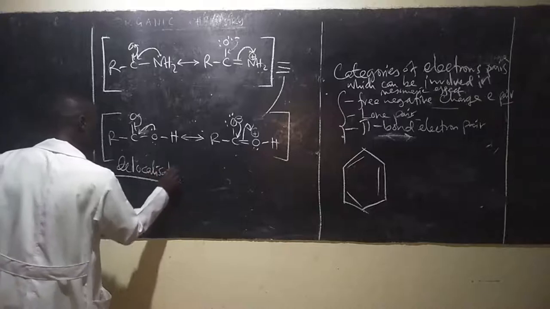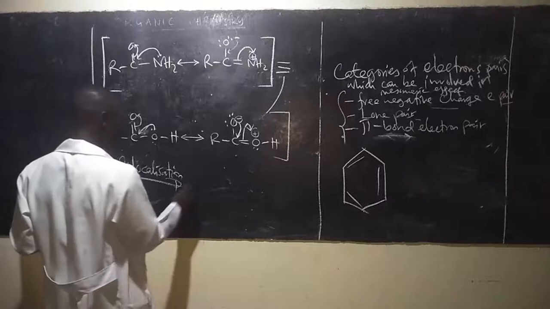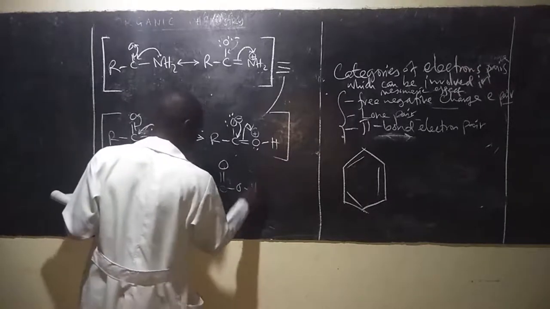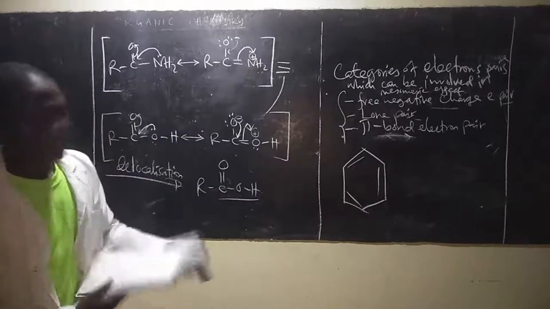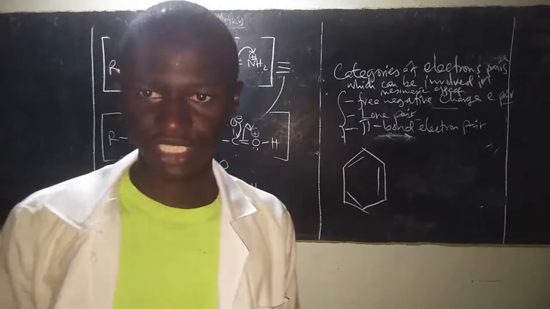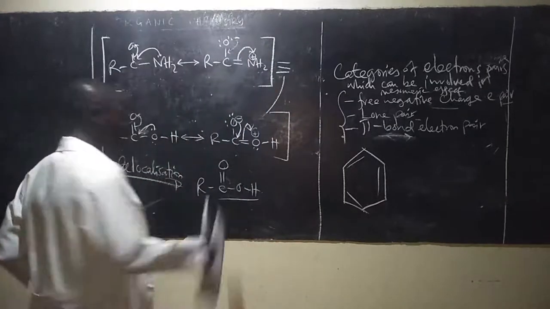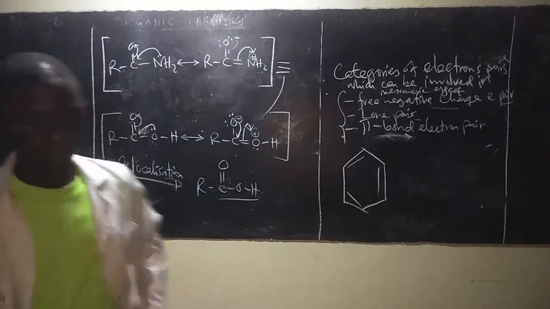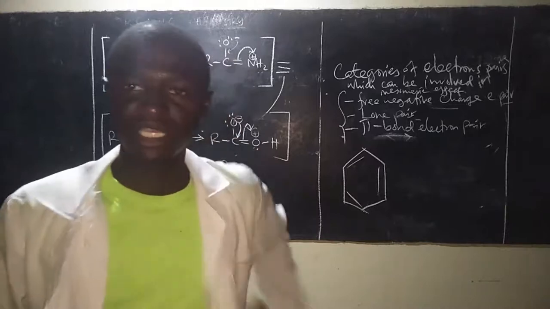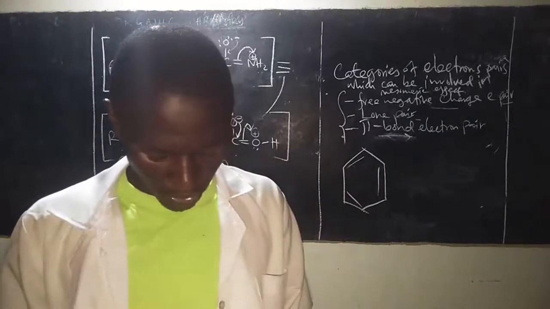Delocalization hapa itapelekea formation of a structure which is R then C double bond O then O H. So actually this is just a hypothetical. Hiyo ni nini? Hypothetical. So actually in real life delocalization of electrons doesn't happen kama ambavyo tunaisema, lakini hiyo ni hypothesis.